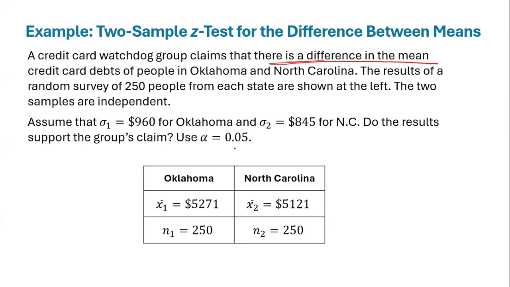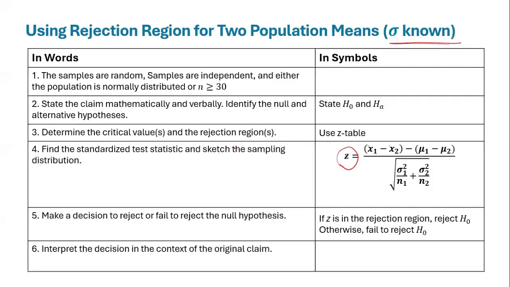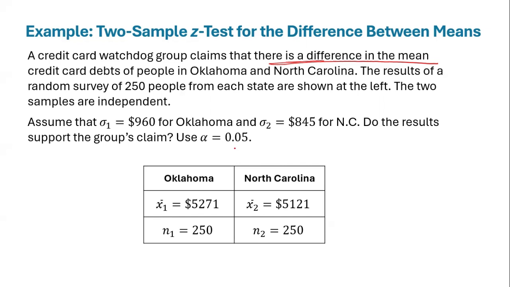If I look at the steps, the first step tells me to check the requirements, same as the previous section. Samples must be random, independent, and the population must be normally distributed. So samples are random, samples are independent, and it doesn't mention if the populations are normally distributed, but the sample sizes are more than 30. So everything is fine.